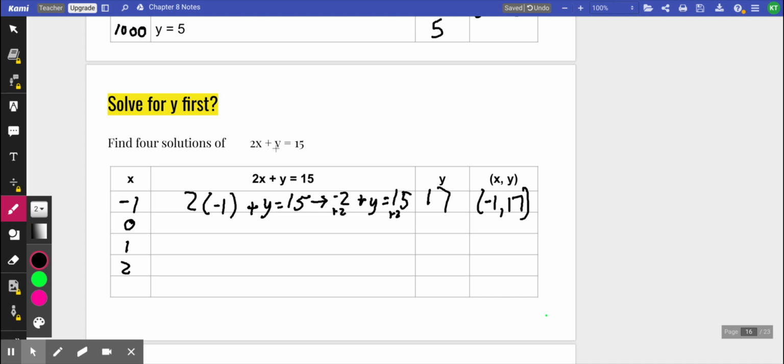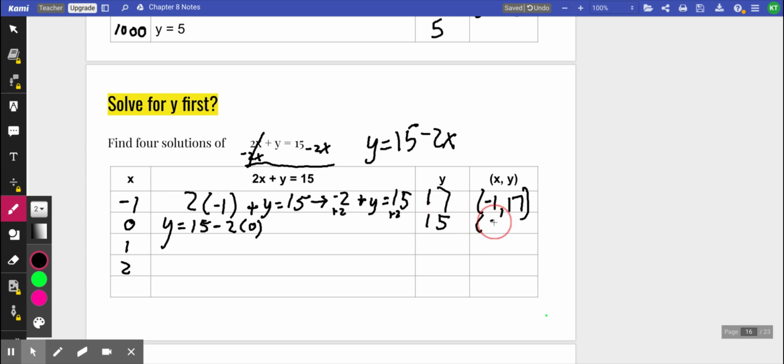Now, if I wanted to solve for y first, I could subtract 2x from both sides. In doing that, it would cancel and we would have y equals 15 minus 2x. So then y equals 15 minus 2 times 0. That allows me just to plug it in. Well, what's -2 times 0? It's 0. 15 minus 0 is 15. So 0, 15 is a solution.